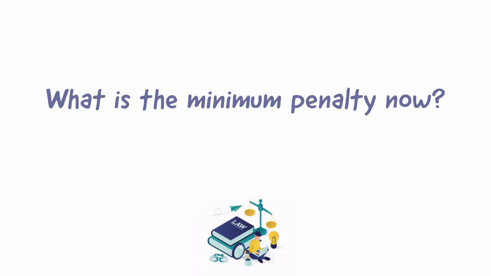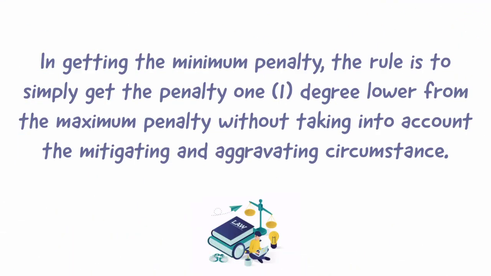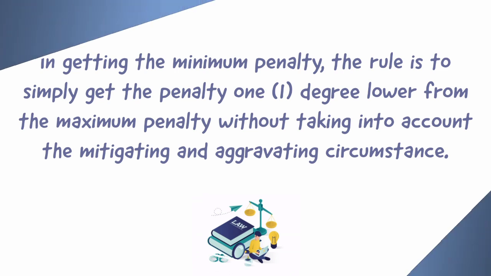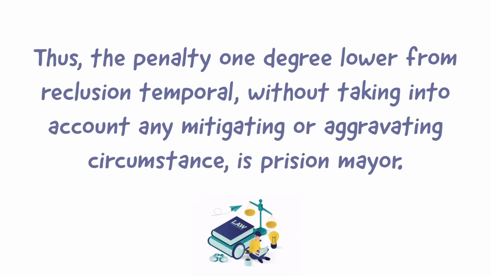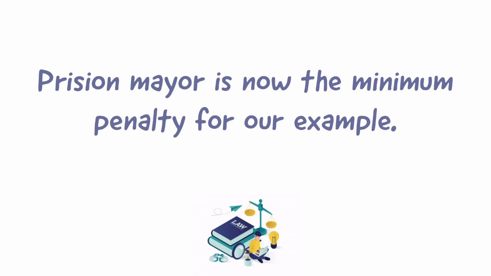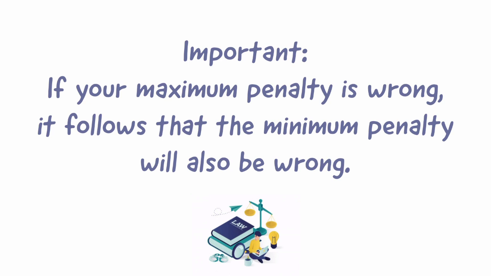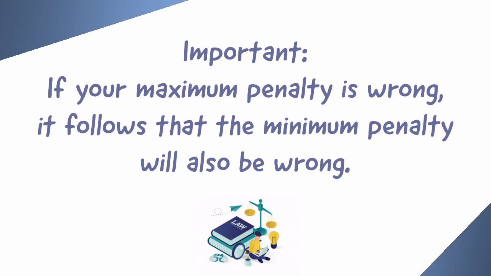What is the minimum penalty now? In getting the minimum penalty, the rule is to simply get the penalty 1 degree lower from the maximum penalty without taking into account the mitigating and aggravating circumstance. Thus, the penalty 1 degree lower from reclusion temporal, without taking into account any mitigating or aggravating circumstance, is prison mayor. Prison mayor is now the minimum penalty for our example. Important: if your maximum penalty is wrong, it follows that the minimum penalty will also be wrong.